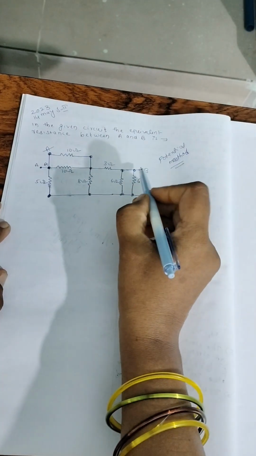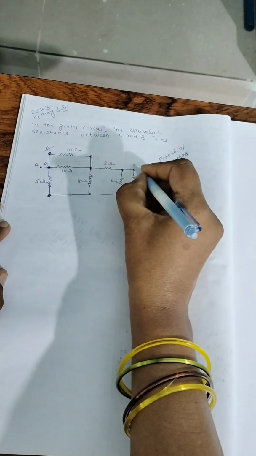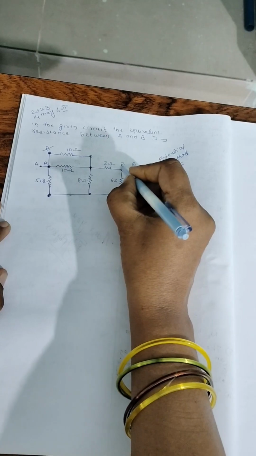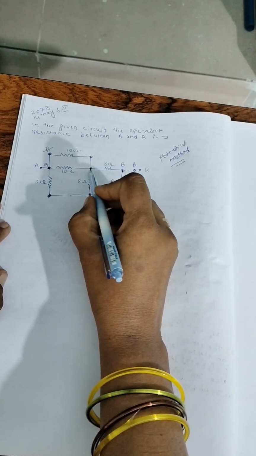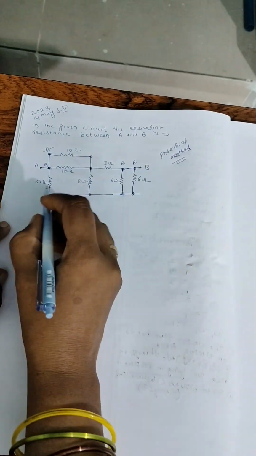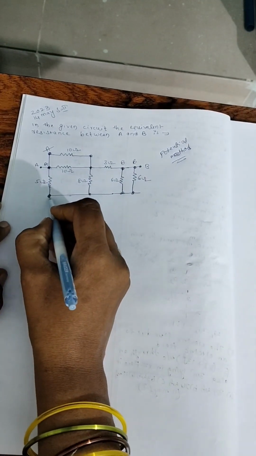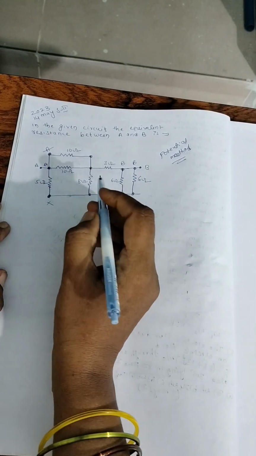Now leave it. Next, let us come to B. Here to here no device, so this is B. Here to here also no device, this is B. But here to here there is a device, so this cannot become B. So for that, we will take a new name for this junction. Let it be some X.